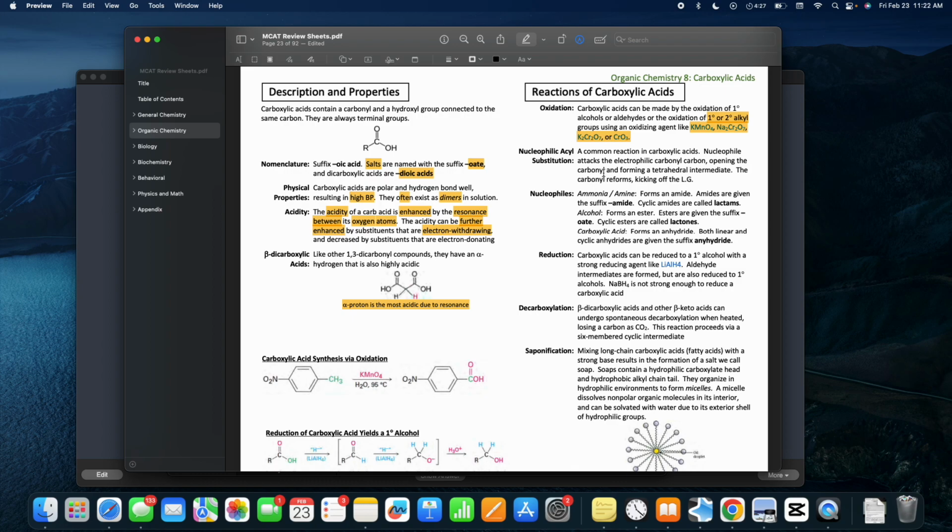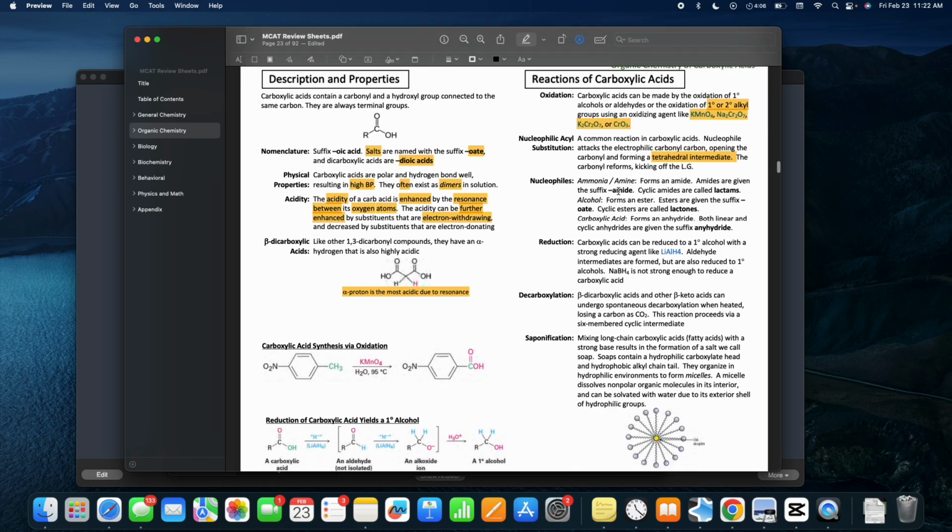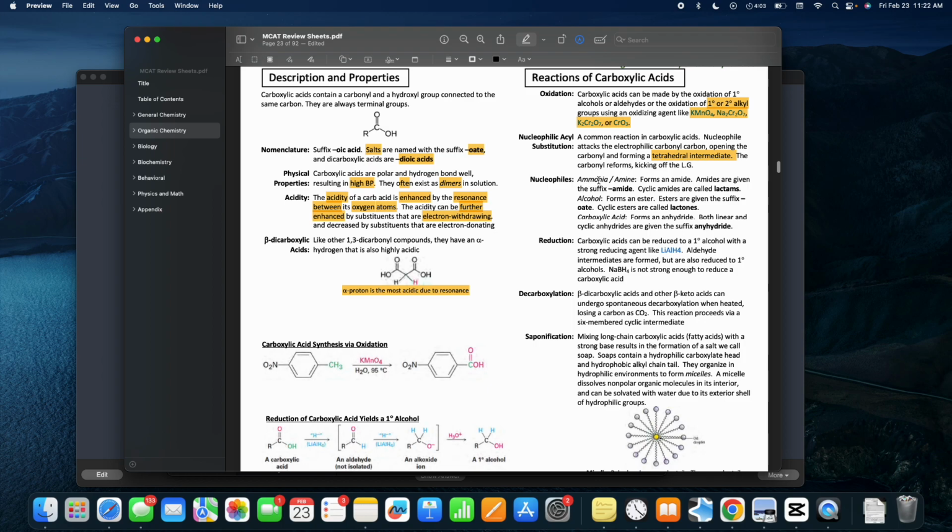Then we have nucleophilic acyl substitution. A common reaction in carboxylic acids is a nucleophilic acyl substitution. We saw that there. A nucleophile attacks the electrophilic carbonyl, opening the carbonyl and forming a tetrahedral intermediate. The carbonyl reforms, kicking off the leaving group. And then we have nucleophiles. Ammonia or an amine forms an amide, right? Amides are given the suffix amide. Cyclic amides are called lactams. This is hard. Lactams, cyclic amides.